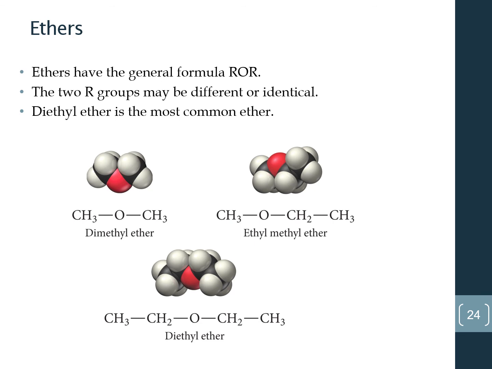Ethers are very similar to esters, but you don't have a carbonyl for ethers. No carbonyl. You have an oxygen atom between carbons, but there's no C double bond O. That's the main difference between esters and ethers. When you have esters, you do have the carbonyl. When you have ethers, you don't have a carbonyl. It will be an oxygen atom bonded to carbons.